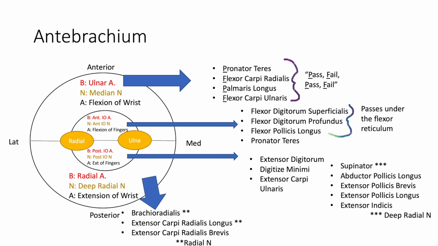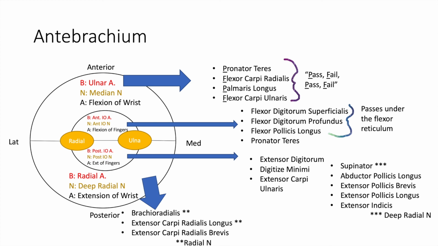Okay, extensor digitorum, extensor digiti minimi, and extensor carpi ulnaris are in the deep posterior side. The posterior superficial muscles are brachioradialis, extensor carpi radialis longus, and extensor carpi radialis brevis. And the ones with 2 stars, that's actually the radial nerve instead of deep radial. So brachioradialis and extensor carpi radialis longus are actually attaching above the forearm to the arm, and so that's why they get the radial nerve.